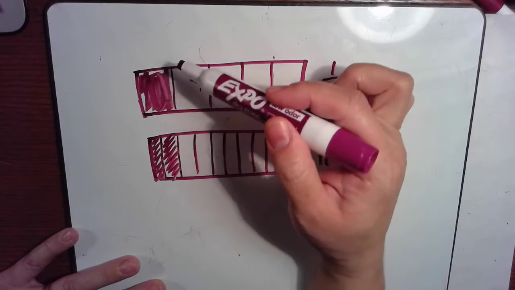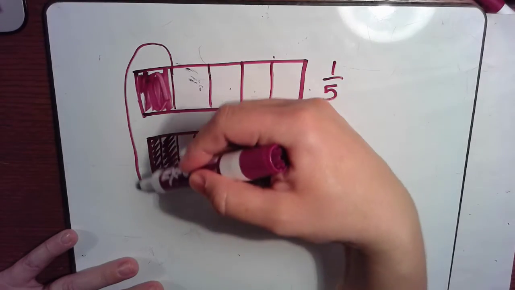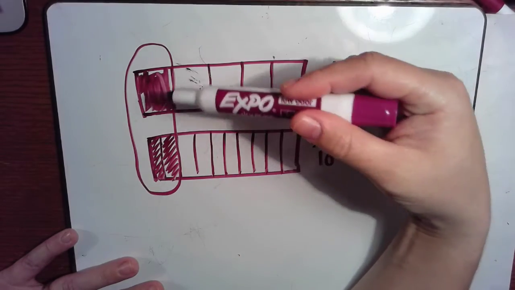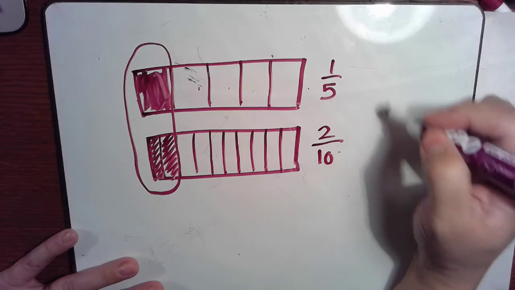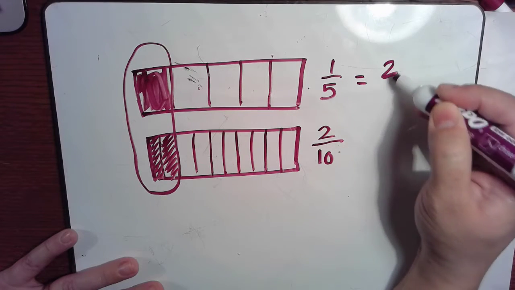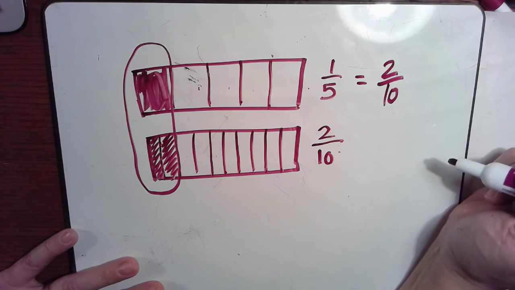2/10, and my eyes tell me that I just built an equivalent fraction with my model. 1/5 equals 2/10, and that's absolutely true. 2/10 equals 1/5.